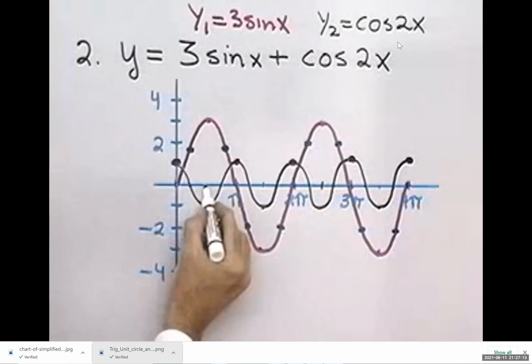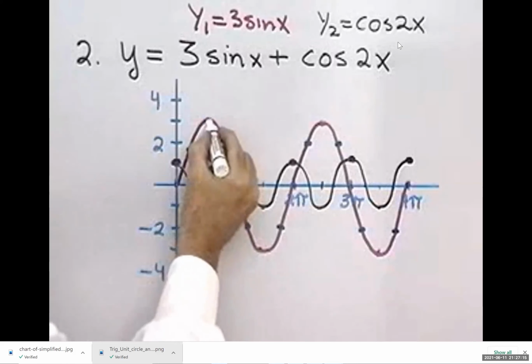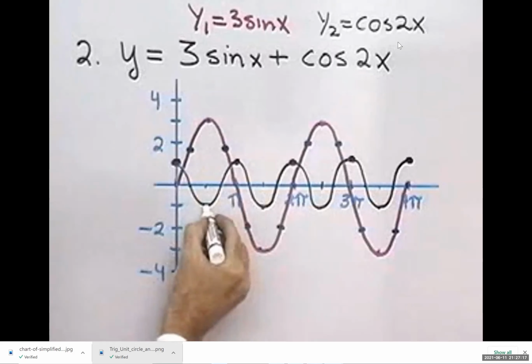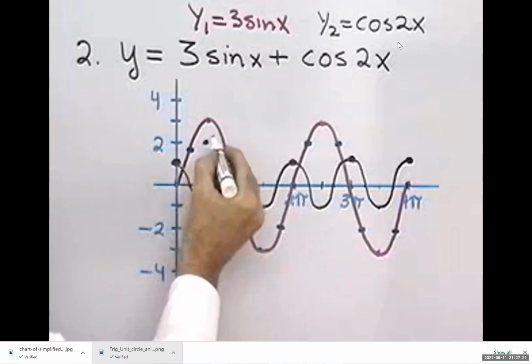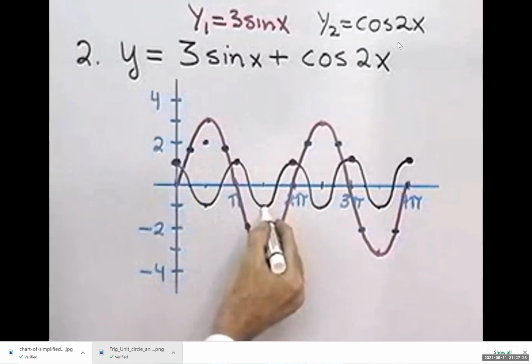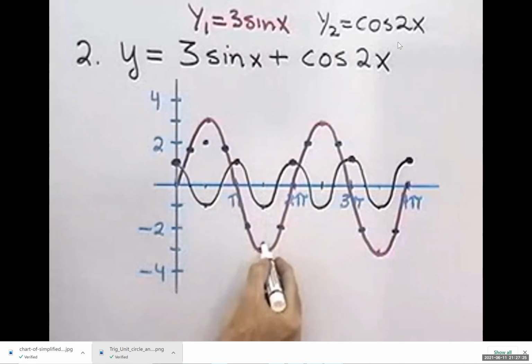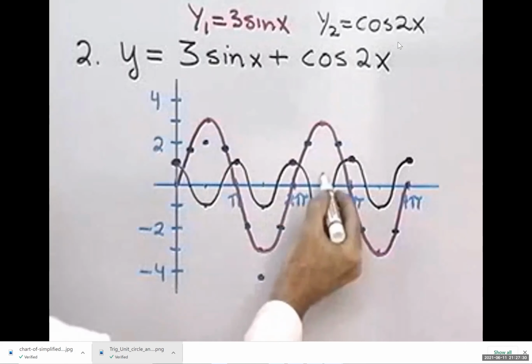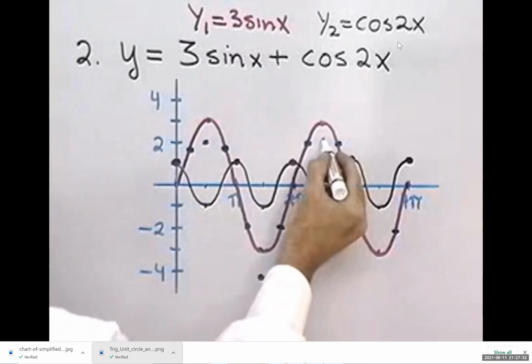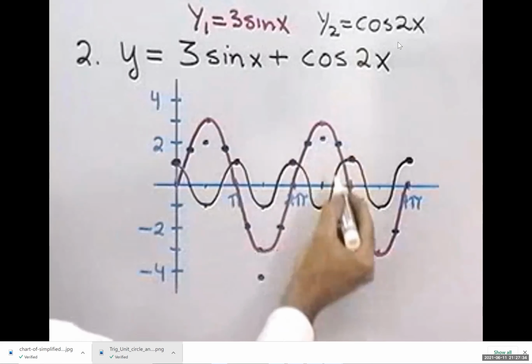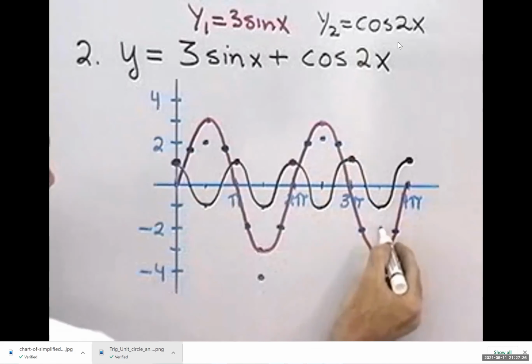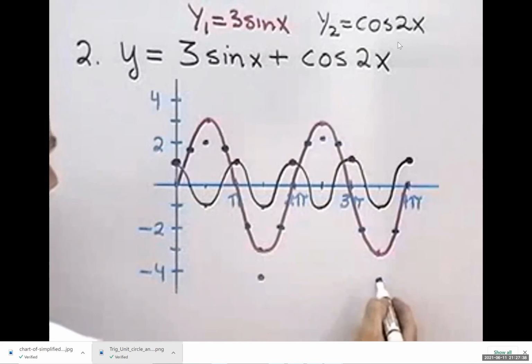Now, let's see, at this value of x, my one graph is 3, my other graph is negative 1, so when I add 3 and negative 1, I end up with 2. Down here, this graph is negative 1, this graph is -3, so together they add to -4. Over here I have 3 plus -1, which is going to give me 2. And over here I have -1 plus -3, which is going to give me -4.